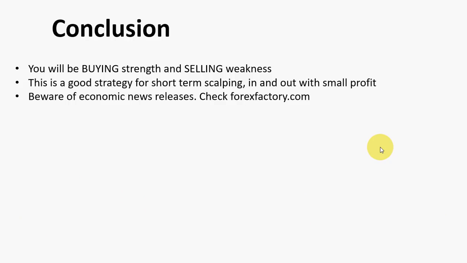And in conclusion, you will be buying the strength and selling the weakness. So you'll be buying the strong currency, you'll be selling the weak currency. As I said, this strategy is for short-term scalping. So you go in and out with profit. Set a realistic target. Make sure your stop loss is half of your target. If your target is 10, stop loss is 5.